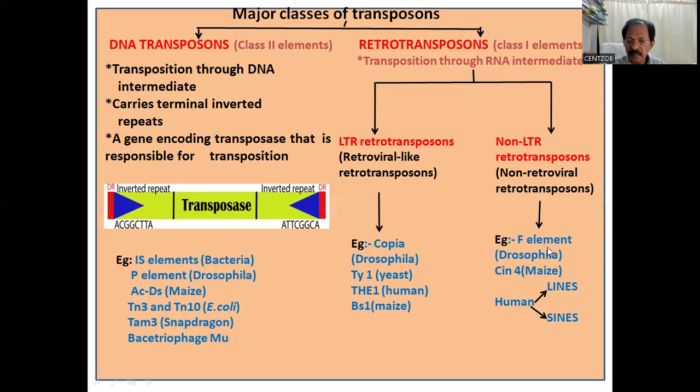Similarly, in the non-LTR retrotransposons, examples are the F element in Drosophila, Cin4 in maize, and in humans, LINEs and SINEs. LINEs and SINEs, I told you, are repetitive DNA sequences and at the same time retrotransposons. Okay, so remember this classification very well, because this classification is very important. In which category each transposon comes is very, very important.